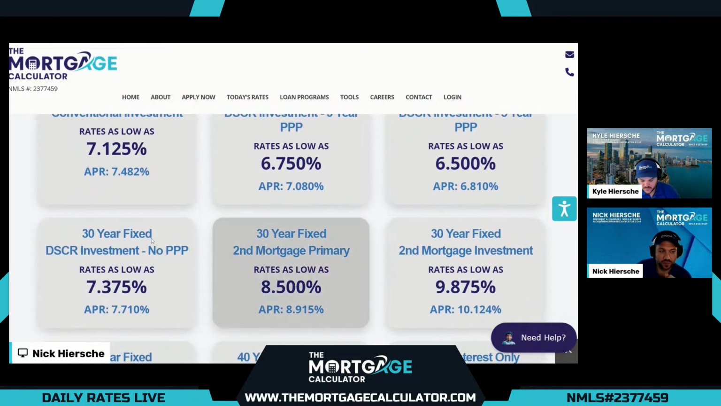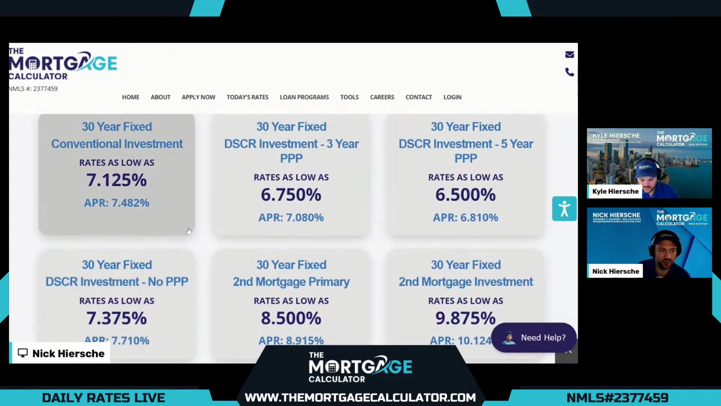And we do have our final DSCR option for no prepayment penalty. Some states do not allow a prepayment penalty. Some investors don't want one. That's not a problem. We have rates as low as 7.375, final APR 7.710 with no prepay, which is just a touch higher than conventional. Most investors would typically prefer this, but we always recommend to add a prepayment penalty to really sweeten the rates there. And the final two options we'll go over real quick.